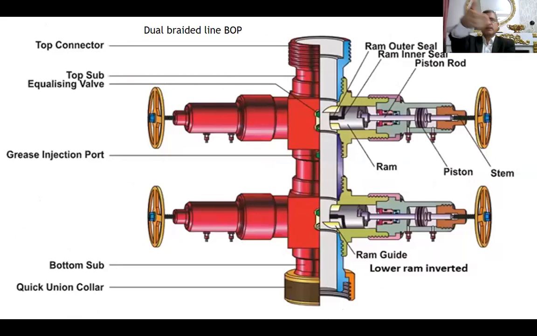So the pressure will come from the bottom and will push it to achieve the seal, like this one, while the lower one will take the, like this one. This is where the grease injection head will be injected in the middle between the two rams, and it will push on it like this and achieve the seal.